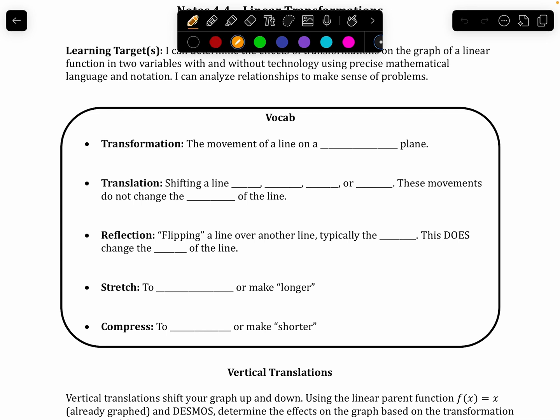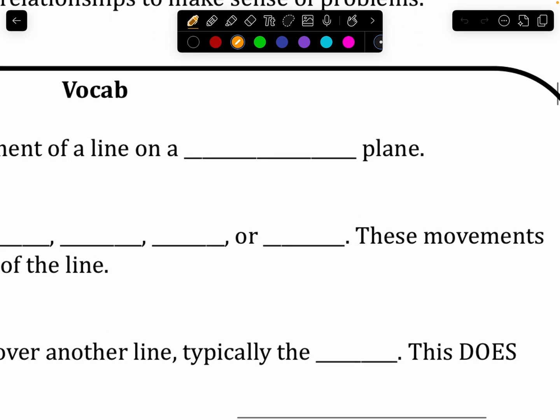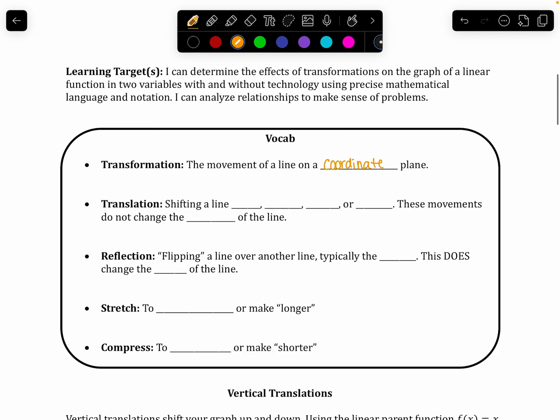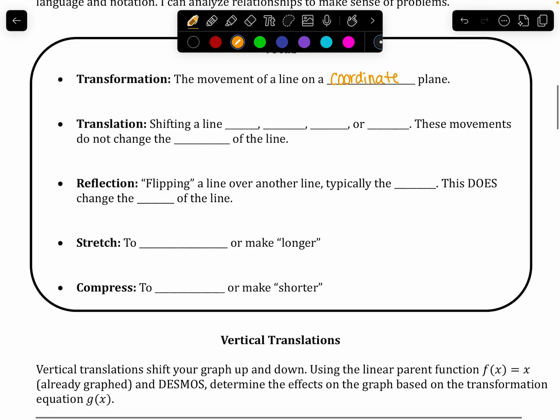Okay, there are a couple of different vocab words that we have. The first vocab word that we have is a transformation, and a transformation is just the movement of a line on a coordinate plane, or a graph, if you will. There are many different types of transformations that we can have. We can have a translation, a reflection, a stretch, or a compression.